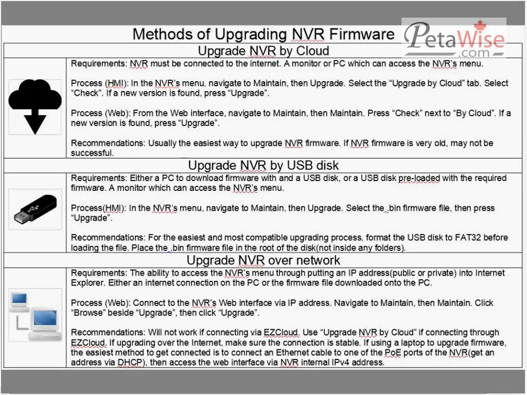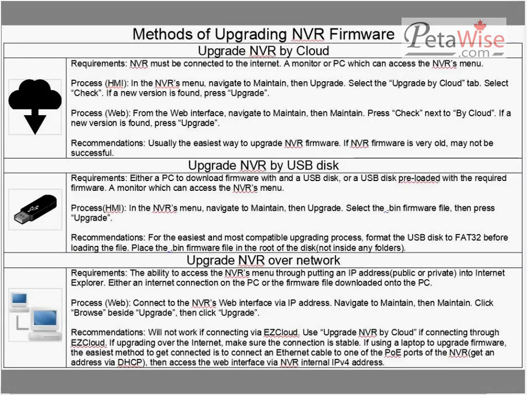The easiest way we know about is to upgrade firmware by cloud. We can just go to maintenance, upgrade by cloud, and as long as your NVR is connected to the internet, you'll be able to download that upgrade. Another way is to download the firmware file on your computer from our PetaWise website, load it onto a USB stick, and load that into the NVR. It's a fairly straightforward process. You just find the file in the USB and load it in, and you'll be able to upgrade the firmware the same way as you did by cloud.